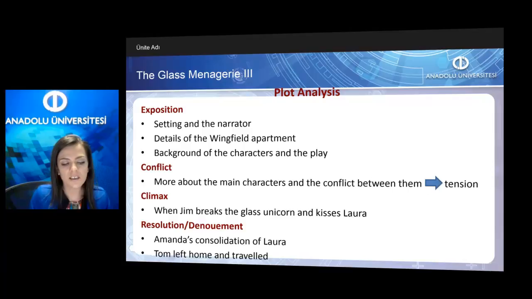In the rising action, we see this conflict more. The climax of the play is when Jim breaks the glass unicorn and kisses Laura. So apparently after this point, nothing will be the same. And in the resolution, the denouement part, we see Amanda's consolation of Laura, and we learn that Tom left the house and traveled to many places.